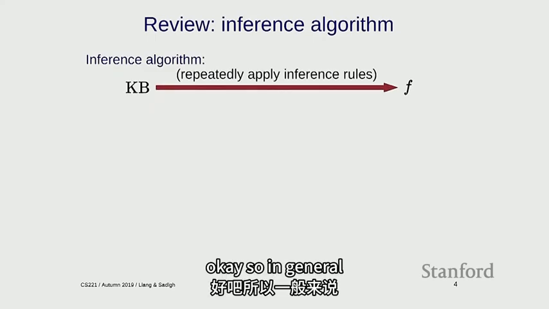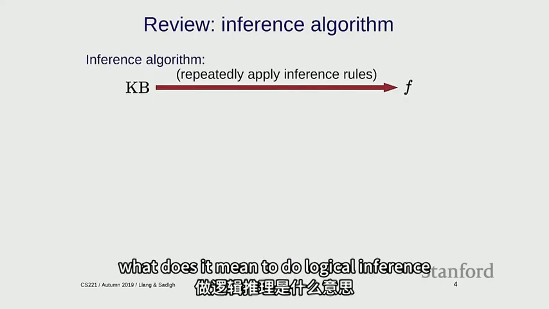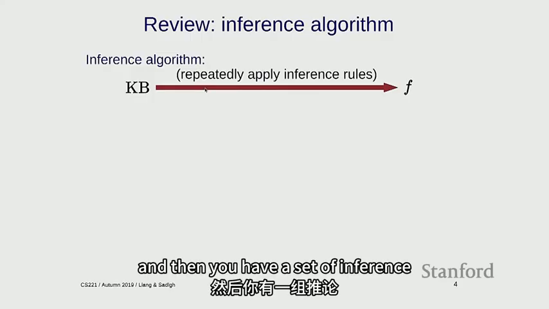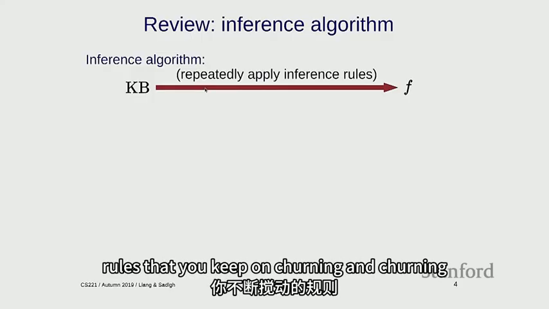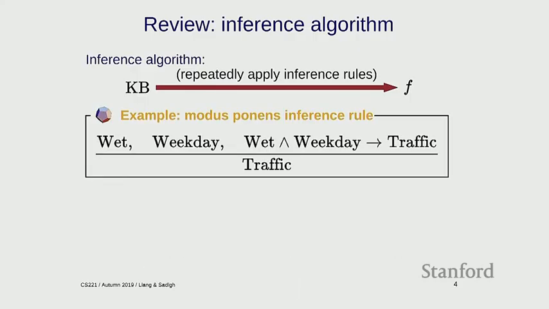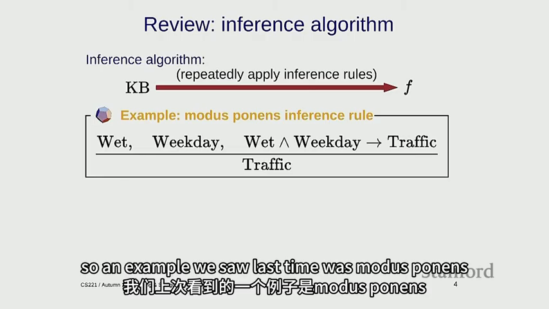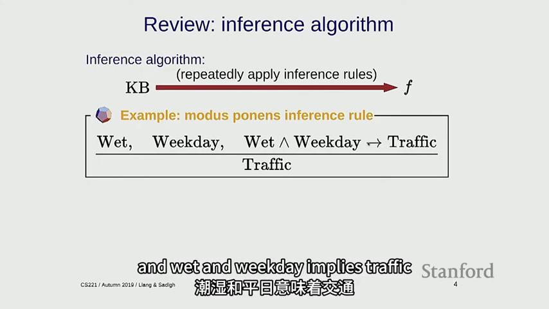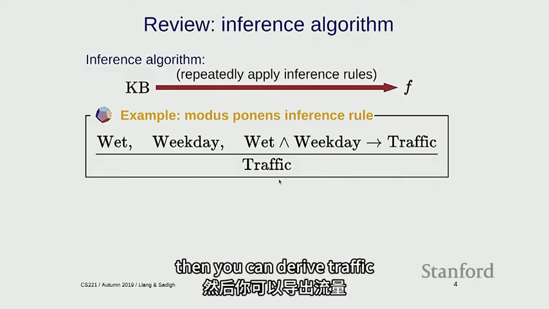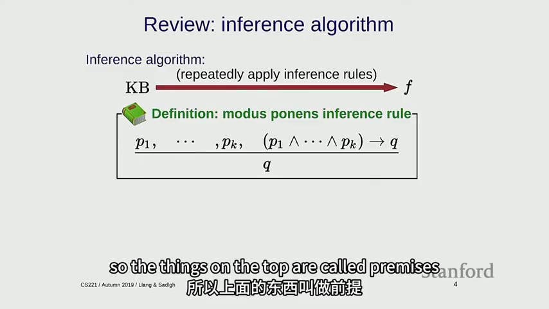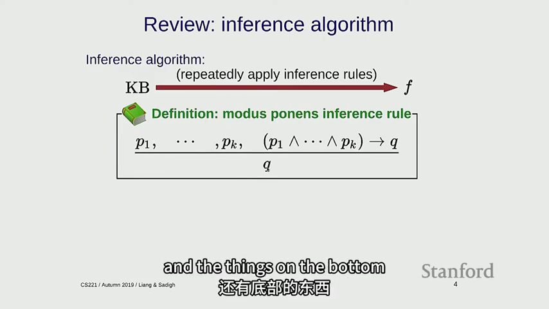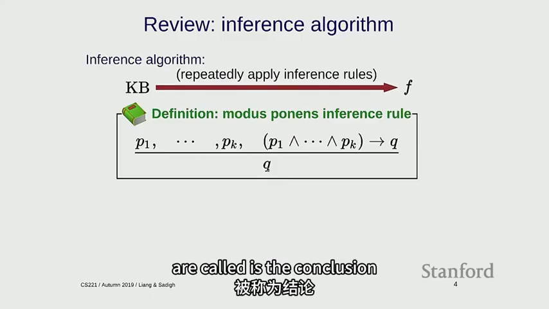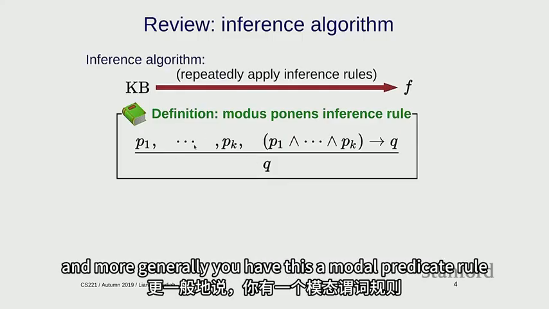Okay, so in general, we run inference. What does it mean to do logical inference? You have a knowledge base, and then you have a set of inference rules that you keep on churning and churning, and then you see if you produce F. So an example we saw last time was modus ponens, which says if you have wet and weekday implies traffic, then you can derive traffic. So the things on the top are called premises, and the things on the bottom are called the conclusion. And more generally, you have this modus ponens inference rule.